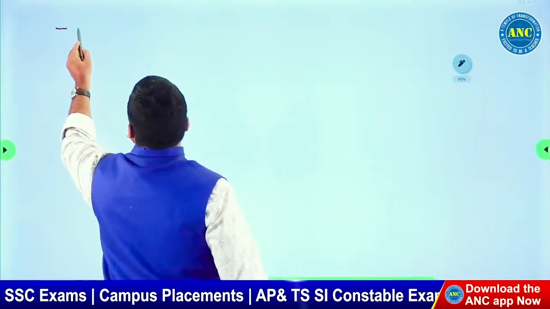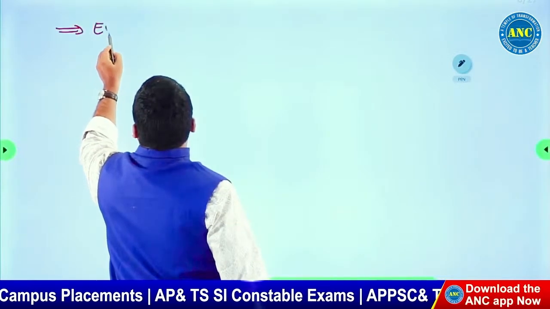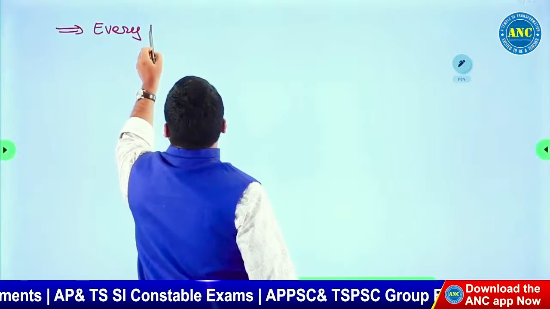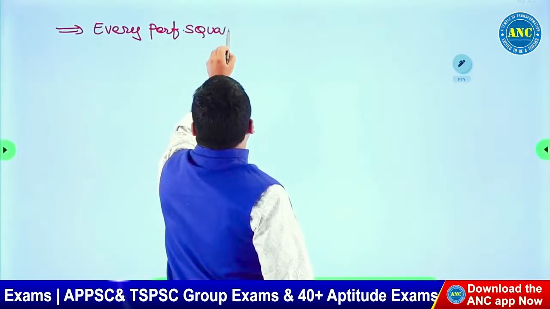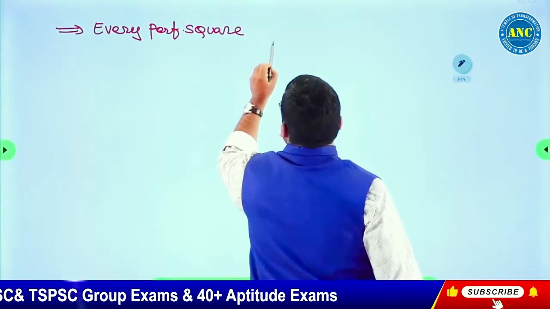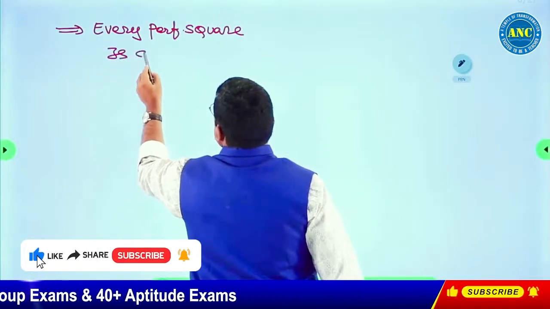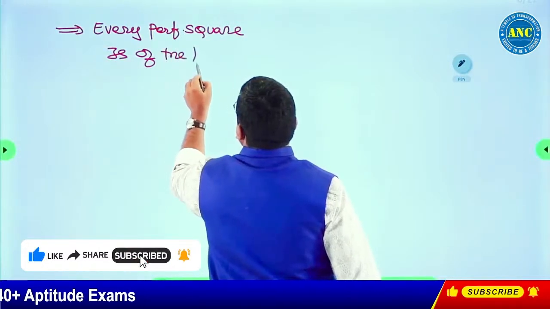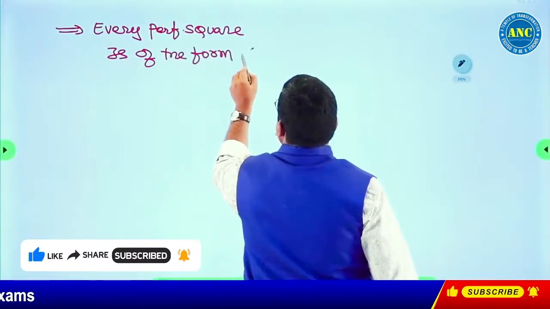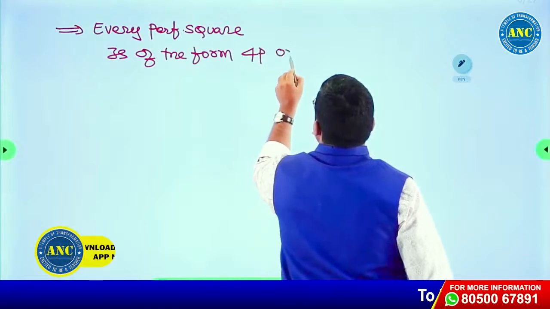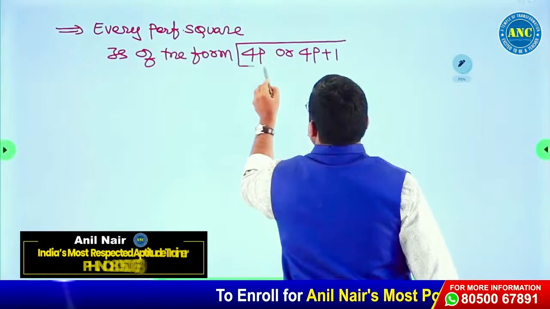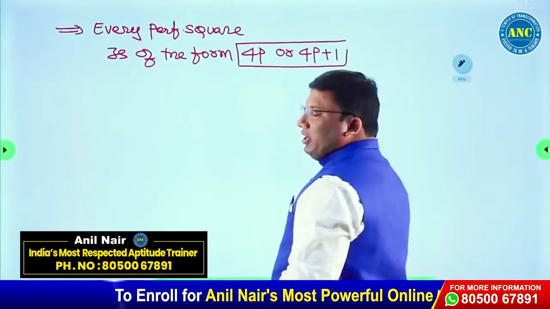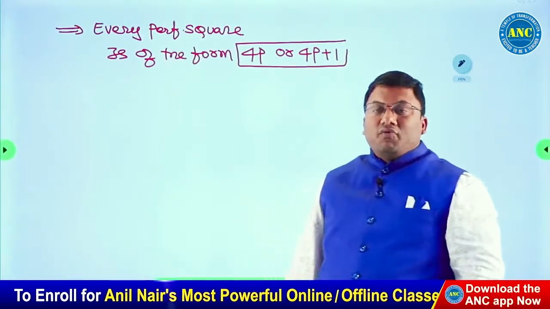Please write down, sir. Very, very important point. Every perfect square is of the form 4 into something, or 4 into something plus 1. I hope the idea is very much clear.